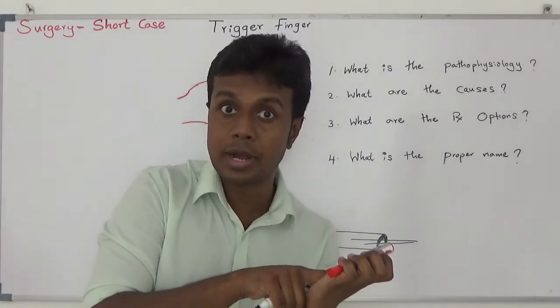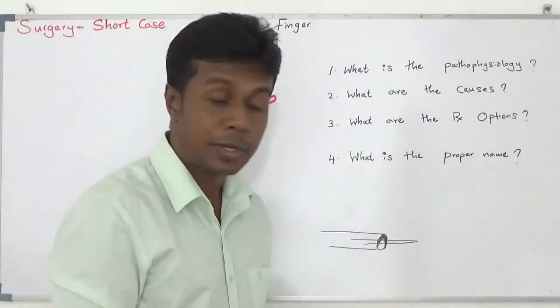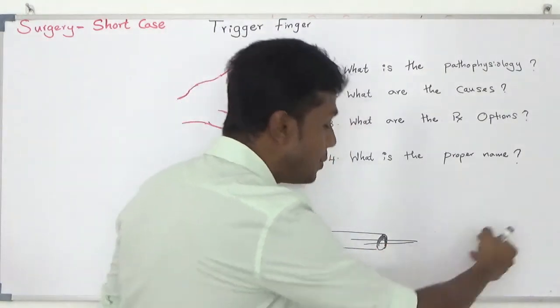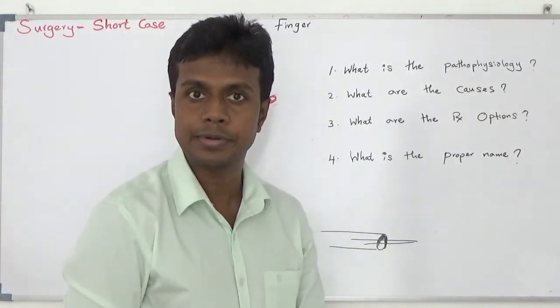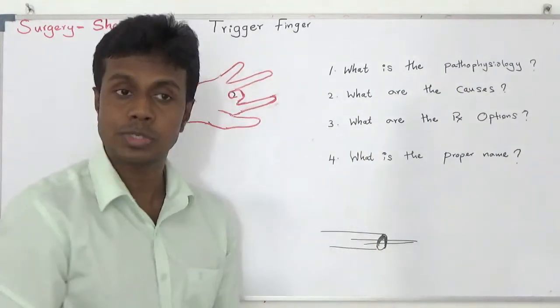Usually on the top of the metacarpal head, the tendon sheath is fibrous and narrow. Because of that, this tendon can't freely move. That is why triggering happened. That is the pathophysiology. Next one, what are the causes?